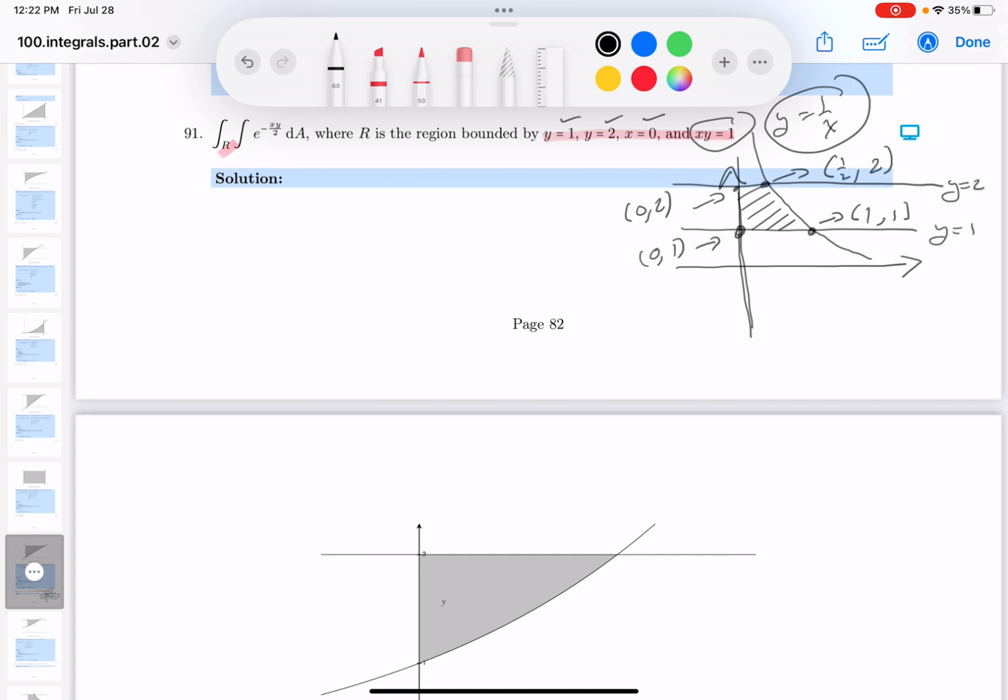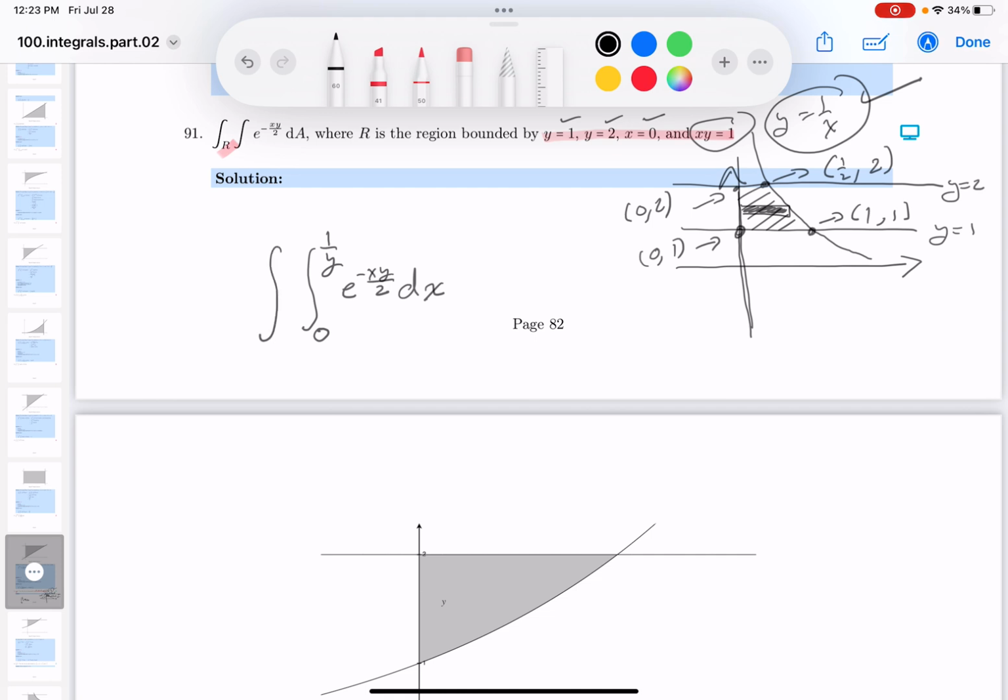All right? So if we're looking at this thing, the only way I could do it without having to split into two parts is this way over here. So let me write that down. That's going to be a dx first. And what's the x going to go from? It's going to go from 0, and the x is actually going to equal 1 over y here. It's that hyperbola over here. So x equals 1 over y. What's the integrand? It's e to the minus xy over 2.